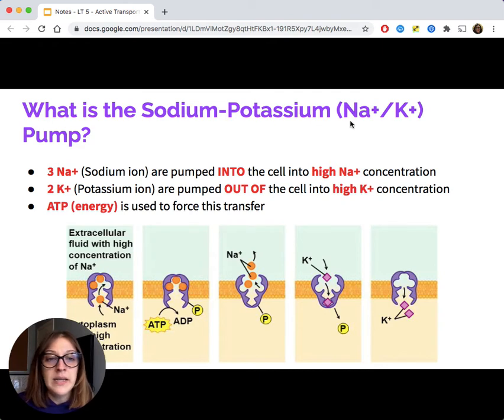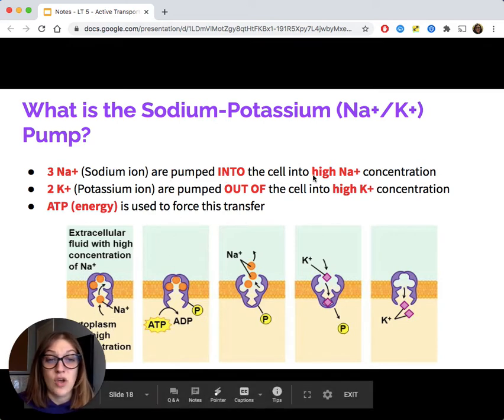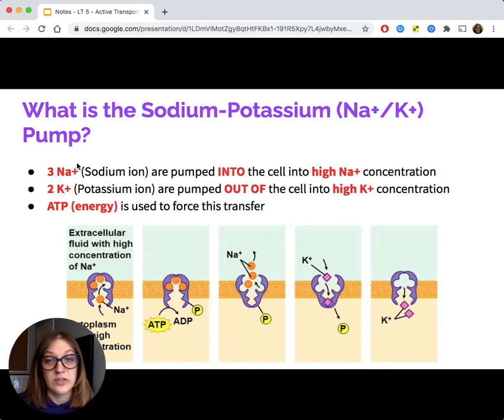Sodium is represented by Na+, potassium is K+. So 3 sodium ions are pumped into the cell, where there's already a high sodium concentration. So sodium is going from few sodium to high sodium, and then potassium ions are being pumped out of the cell from few potassium to high potassium. So they're going in opposite directions, but each of them is going from a low concentration to a high concentration. And ATP is being used to fuel or force this transfer of molecules.